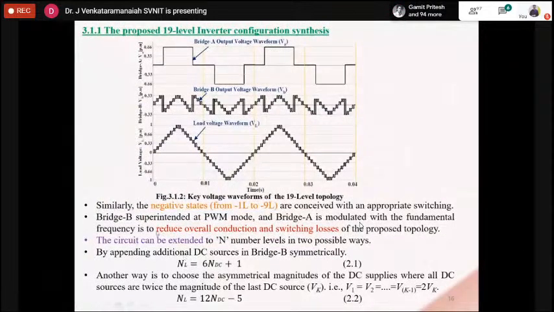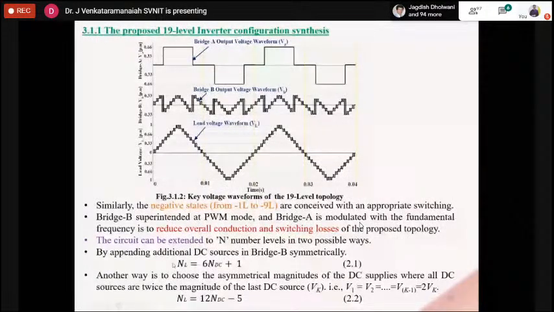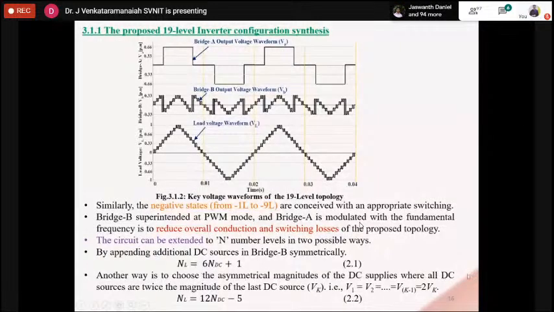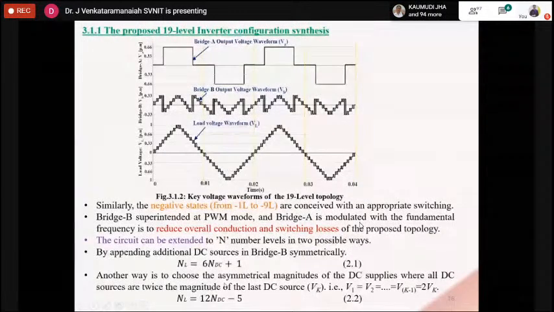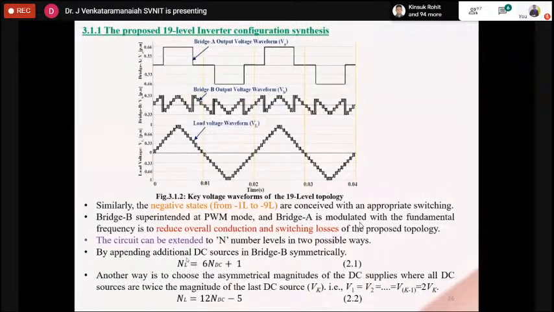That's what I have mentioned here also. This circuit can be extended to n number of levels in two possible ways: by appending additional DC sources in H bridge B, symmetrically or asymmetrically. This is the way you can get the number of levels in relation to the number of DC sources. Similarly, in an asymmetrical fashion, you can design the same converter for high power applications. Now we'll see a switching technique for this topology.